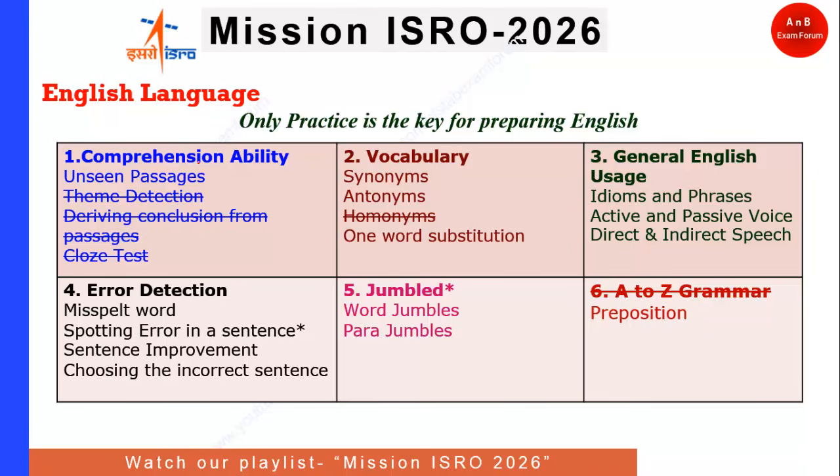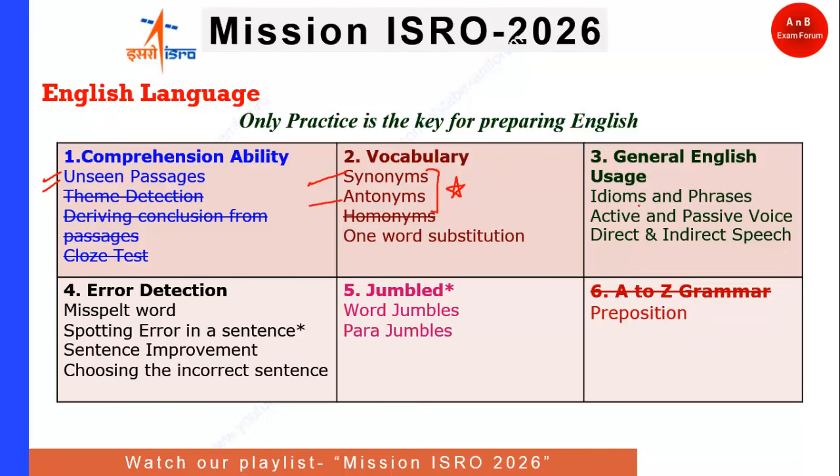First is comprehension ability. Recently, in the last year, we have seen comprehension. There were 4 questions, I think. So comprehension ability, where you will have unseen passages. The unseen passages will be more important for JPA and Steno, but for Assistant and UDC you will have 1 to 2 unseen passages. Afterward, vocabulary: synonyms and antonyms are very important. This we have seen in all the previous years.